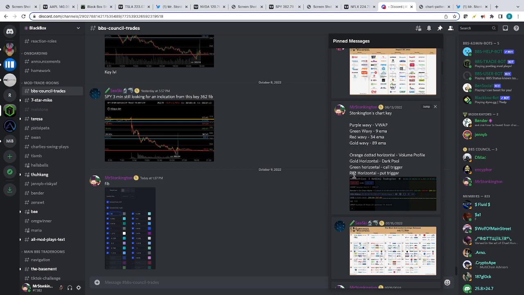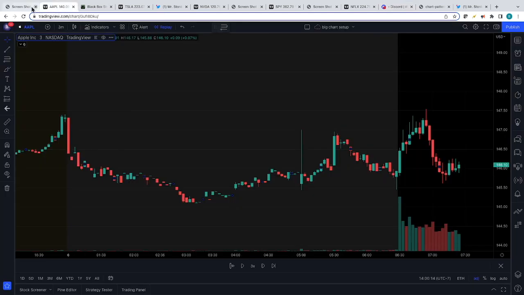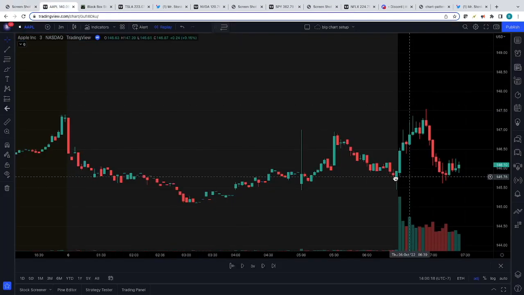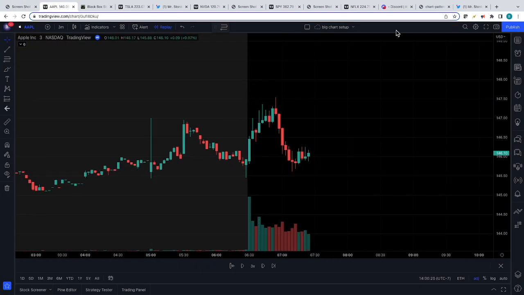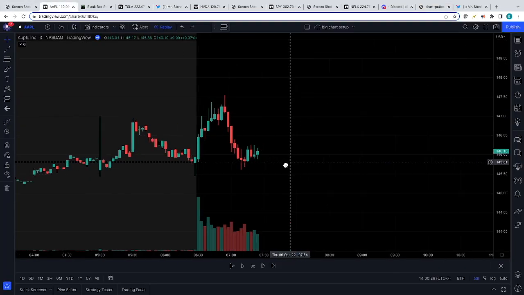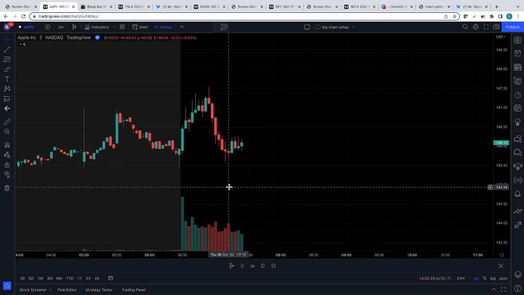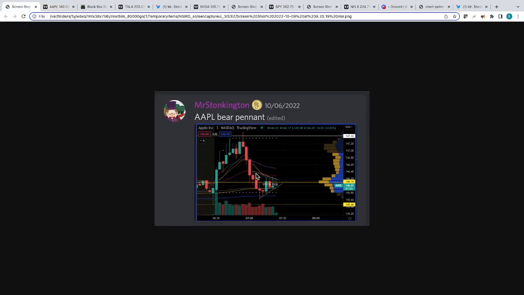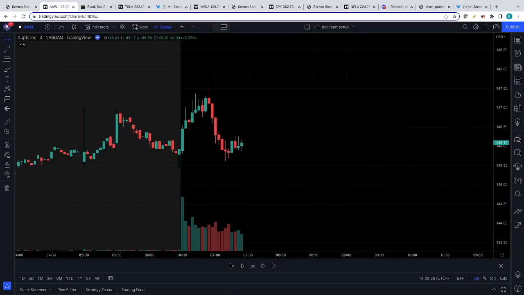So here on this Apple setup, I saw this bear pennant. That's what it looked like to me. So here if we come back, there's the bearish pennant. So here's the setup. This is just the simplified Apple chart, and then I'll go through these indicators one by one and basically how to read when I put out one of these charts.